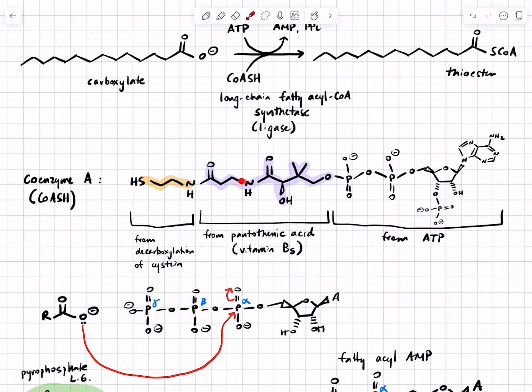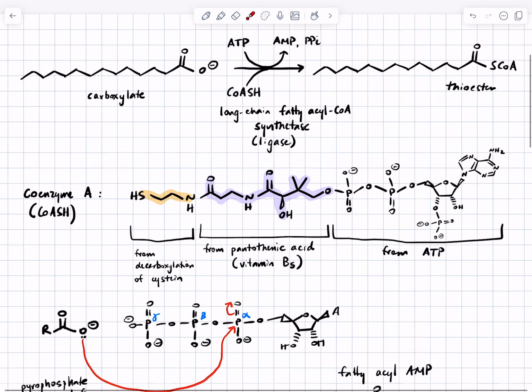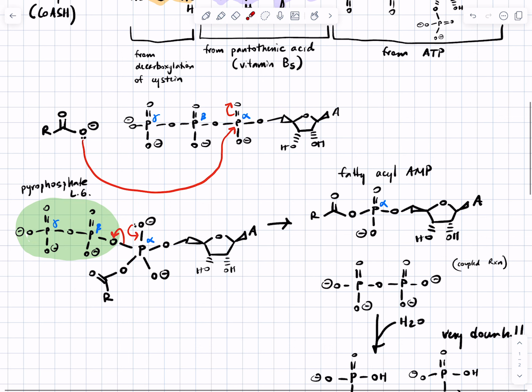Then you've got this segment here, which is called pantothenic acid, and that's actually vitamin B5. So you eat that, and your body uses it for this purpose. And then this 2-carbon aminothiol is actually derived from the amino acid cysteine. If you imagine a carboxylate being there, then you've got cysteine, and it's probably a PLP-mediated decarboxylation, like we saw before, to make dopamine and serotonin, that's involved to make this 2-carbon aminothiol.